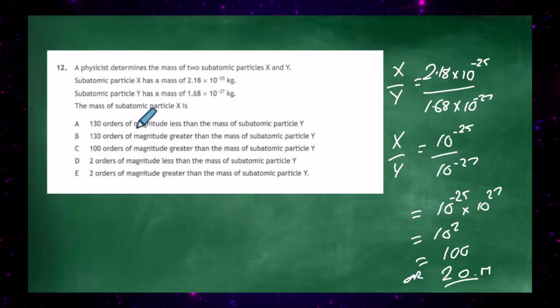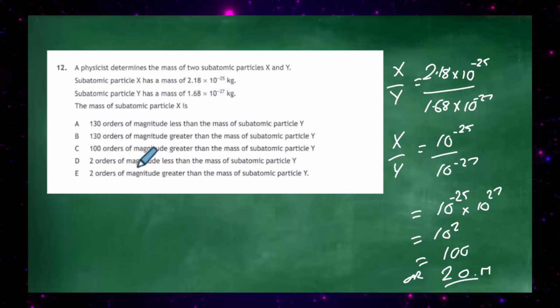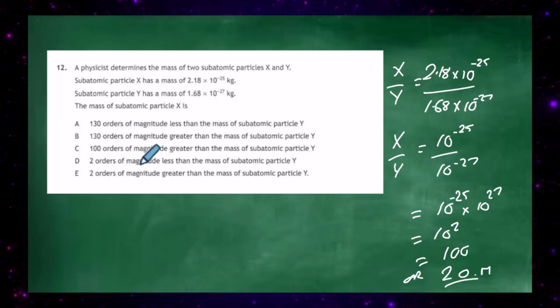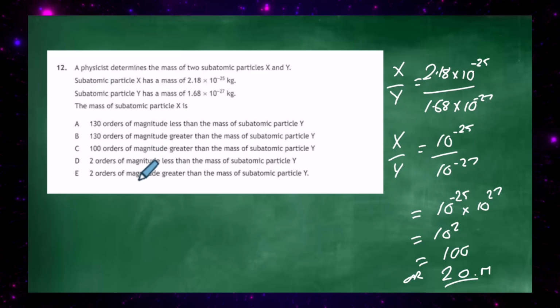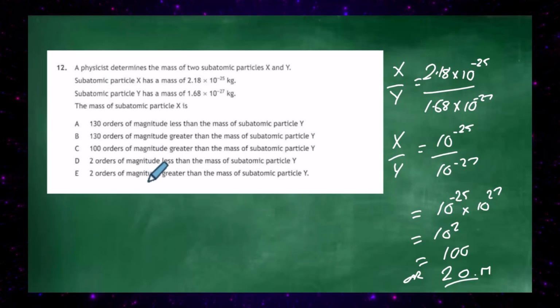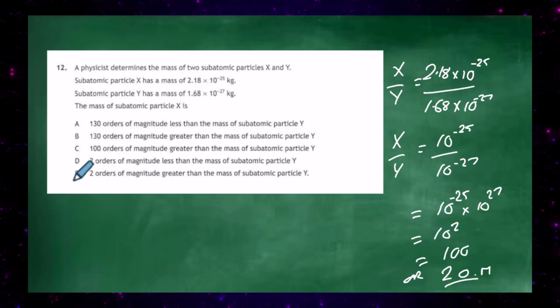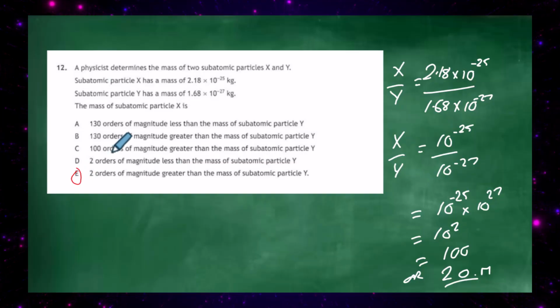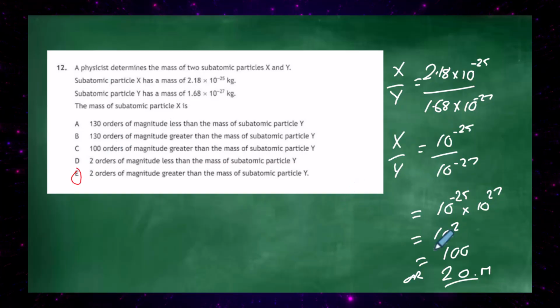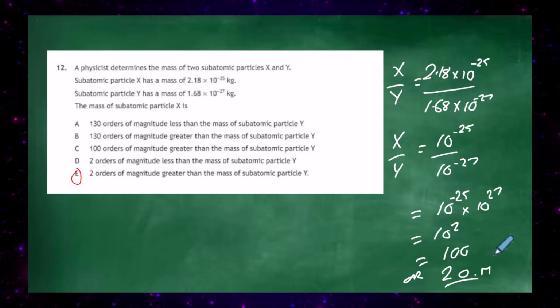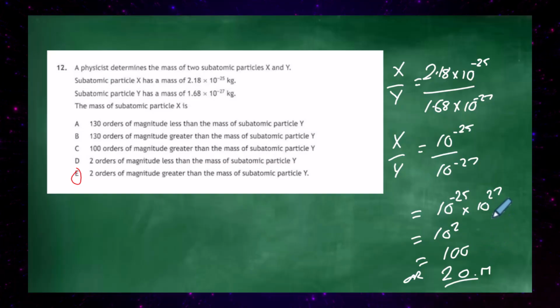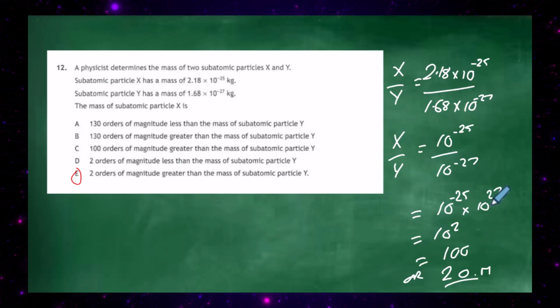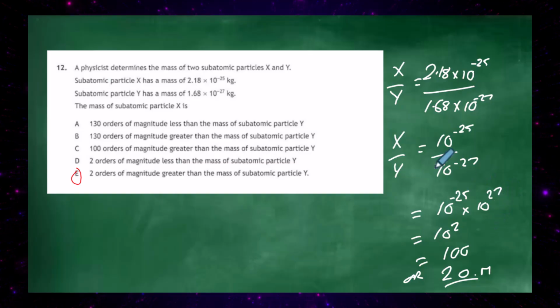Let's go down the list. It's not 130, not 130, not 100. 2 orders of magnitude less, no, and 2 orders of magnitude greater. So the answer is going to be E for that one there. You may have looked at it and said 100 orders of magnitude, but when we do that calculation, it's 100 times. When we compare the powers, that's when we talk about orders of magnitude. And of course, X is 2 orders of magnitude bigger than Y. So the answer is going to be E.